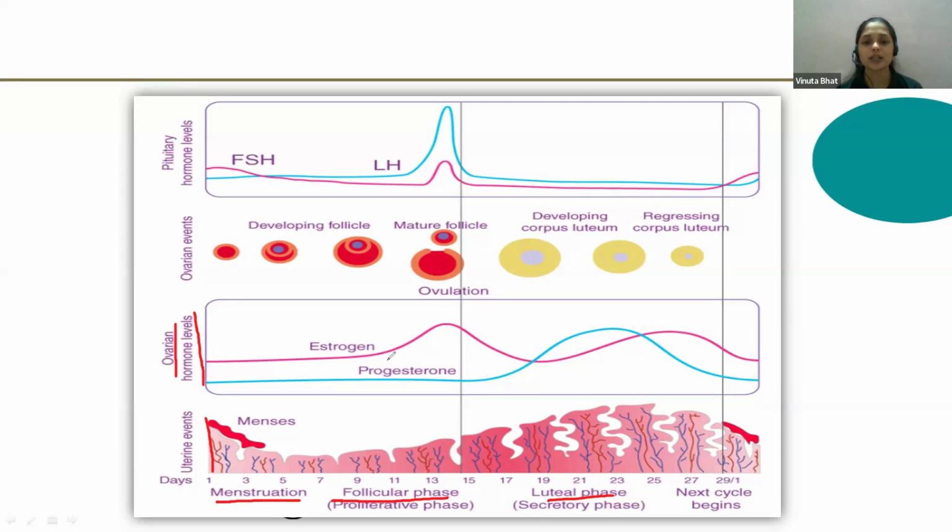Here, estrogen and progesterone are the ovarian hormones. The diagram shows the level of that estrogen and progesterone. And ovarian events, how the follicles are developing in the ovary, are shown in this diagram. And pituitary hormone levels, FSH and LH, are given here. Okay, so let us start with the phases.